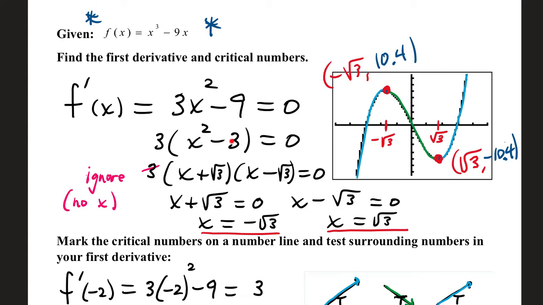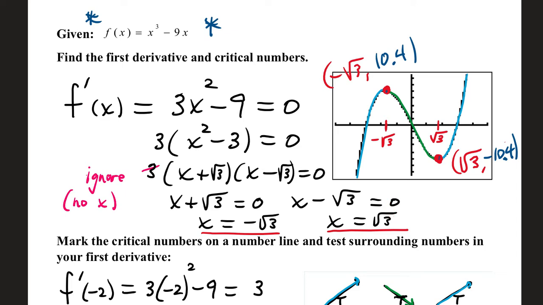X squared minus 3 we can factor as x plus square root of 3 times x minus square root of 3. If you were to FOIL this back out, you would get x squared minus 3. This leading factor of 3 we can ignore because it doesn't have a variable. These other two factors do have variables, so when we set them equal to 0 and solve, we get negative square root of 3 and we get positive square root of 3.